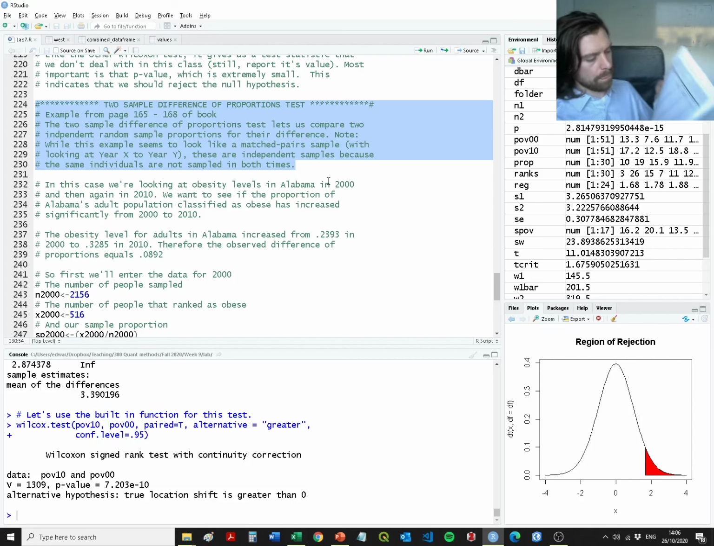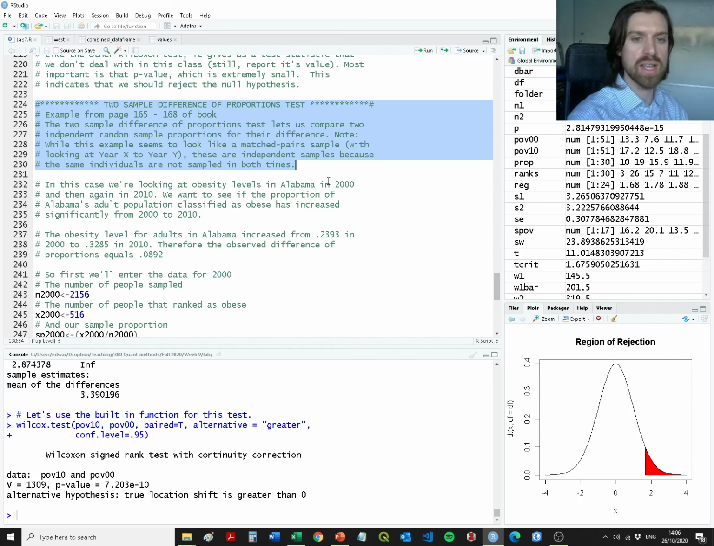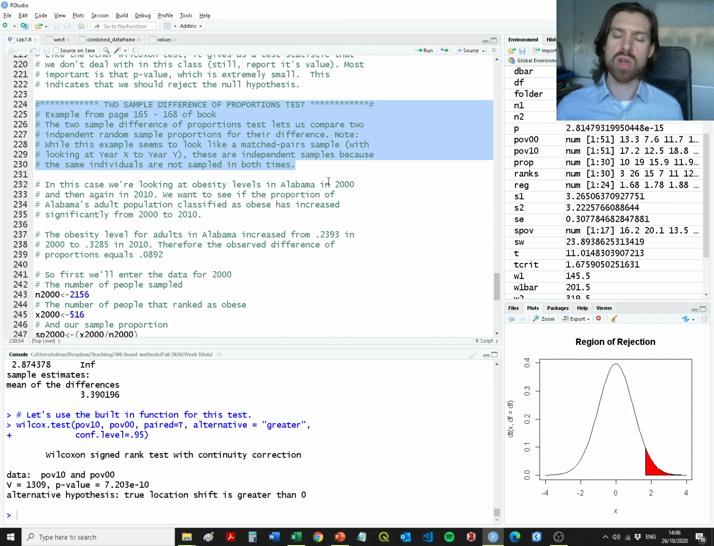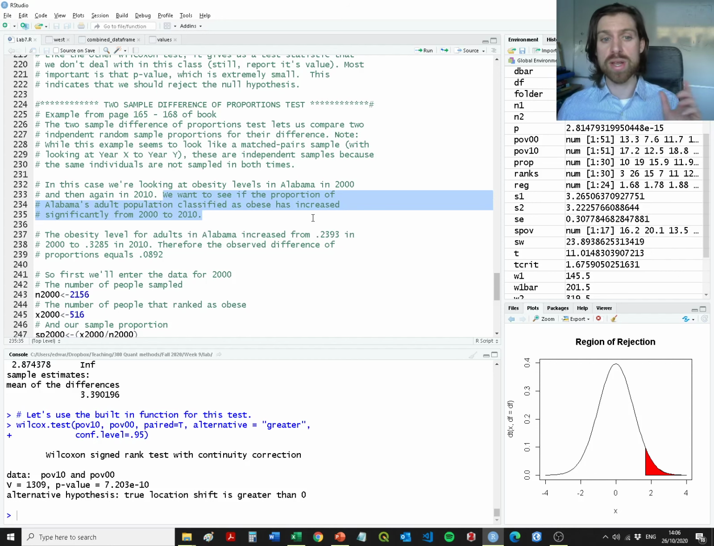Great, so you should all have seen this now. You've got the different obesity levels for each of the states. You can run the code here, and then you can also read through the example that's in the book as well. I think that will help reinforce your understanding. In this particular case, we're looking at obesity levels in Alabama in 2000 and then again in 2010. And we want to see if the proportion of Alabama's adult population classified as obese has increased significantly between these two data points, so between the turn of the millennium and then 2010.